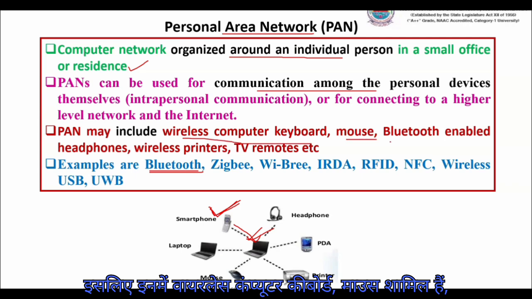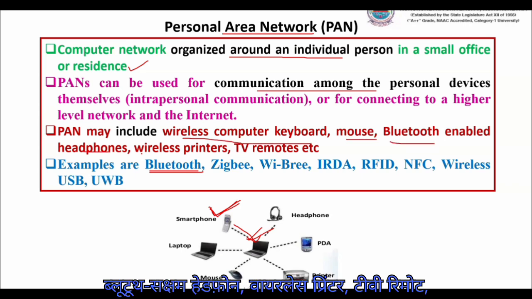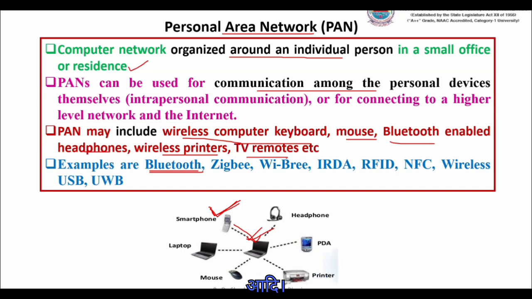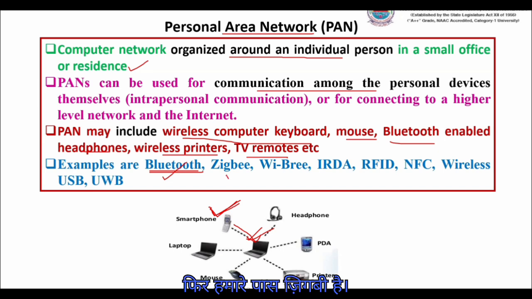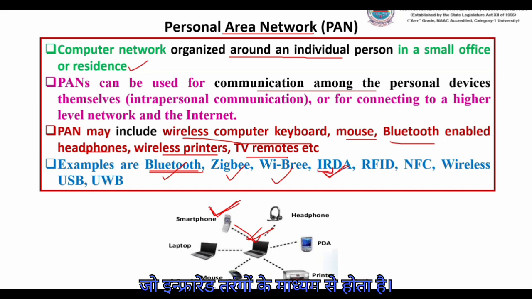So they include wireless computer keyboards, mouse, Bluetooth enabled headphones, wireless printers, TV remotes, etc. Examples of personal area network technologies are Bluetooth, the most common one. Then we have Zigbee, we have Wibree, Infrared Data Association. Infrared means here communication takes place through infrared waves.